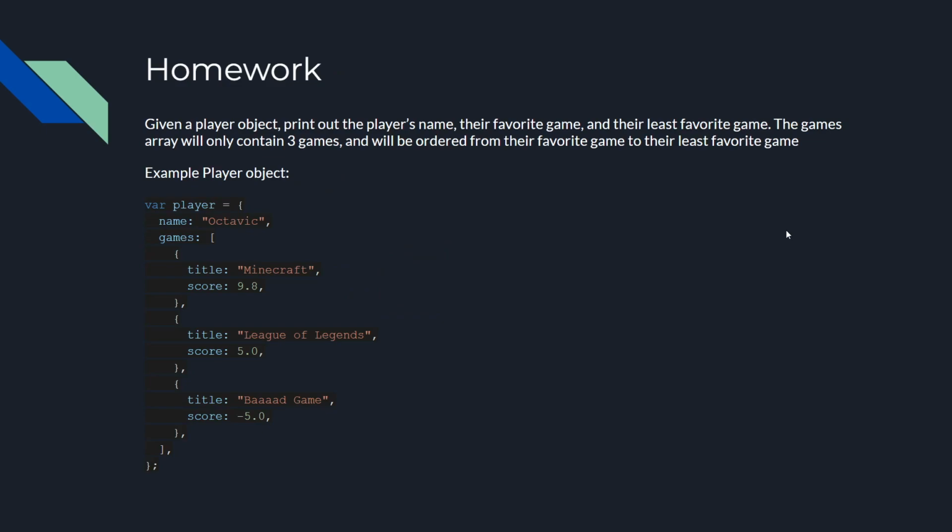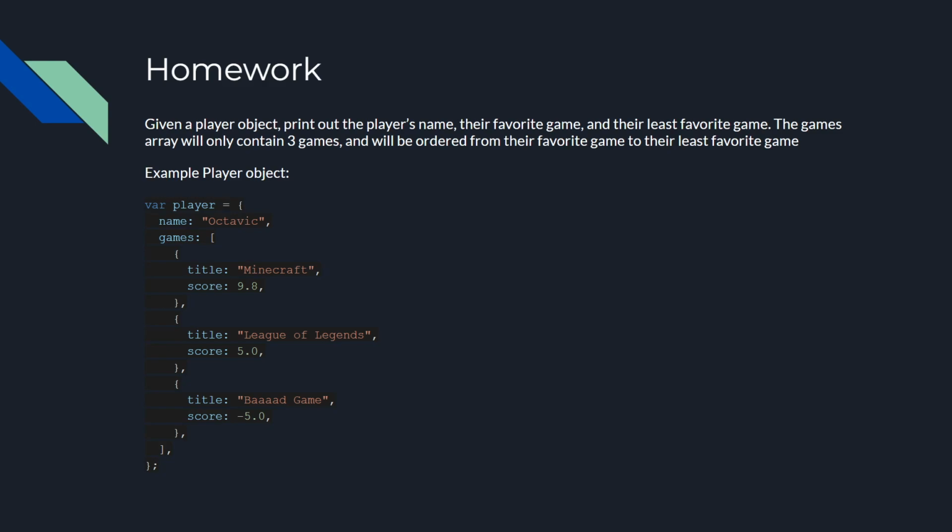Cool. So today's homework is going to be a little bit more complicated. I recommend you take this slide and just copy this object to be used as your test code. So what you want to do is write a function that takes a player object, and then you are going to go through and print first of all the player name, and then their favorite game and their least favorite game.